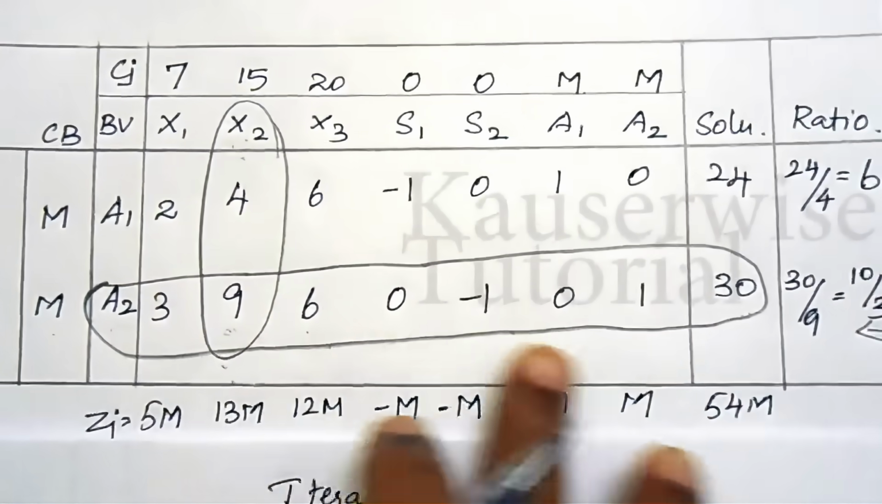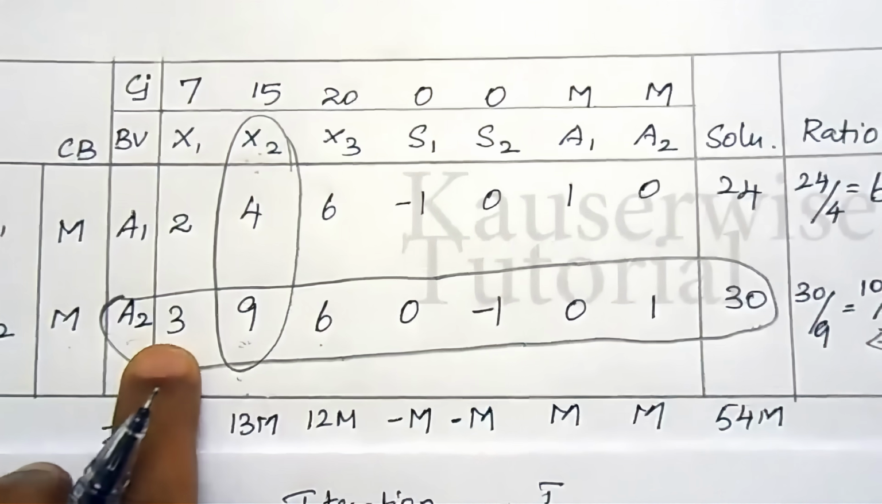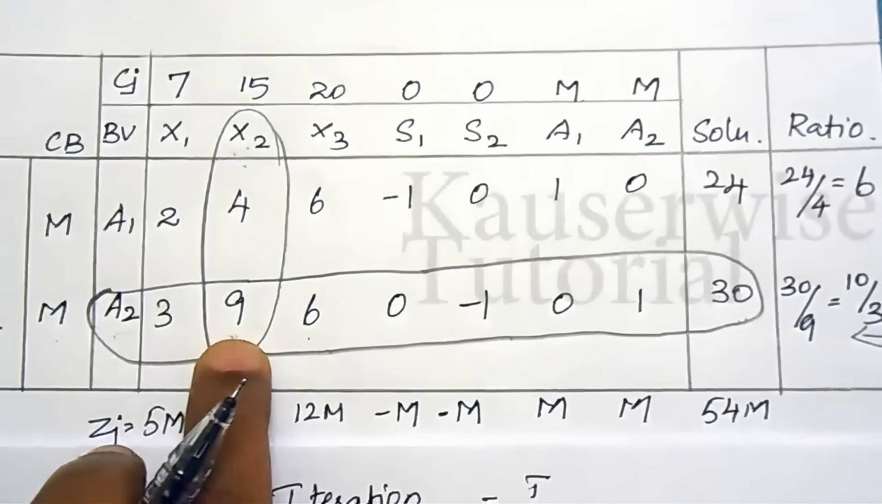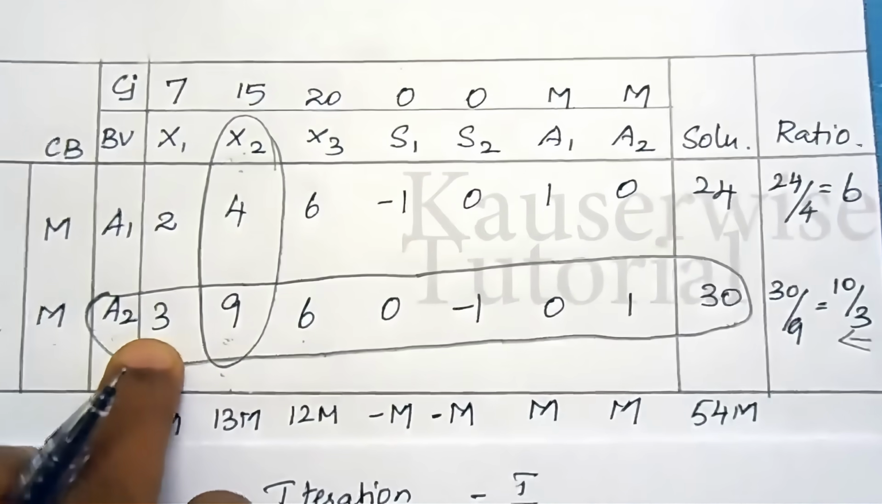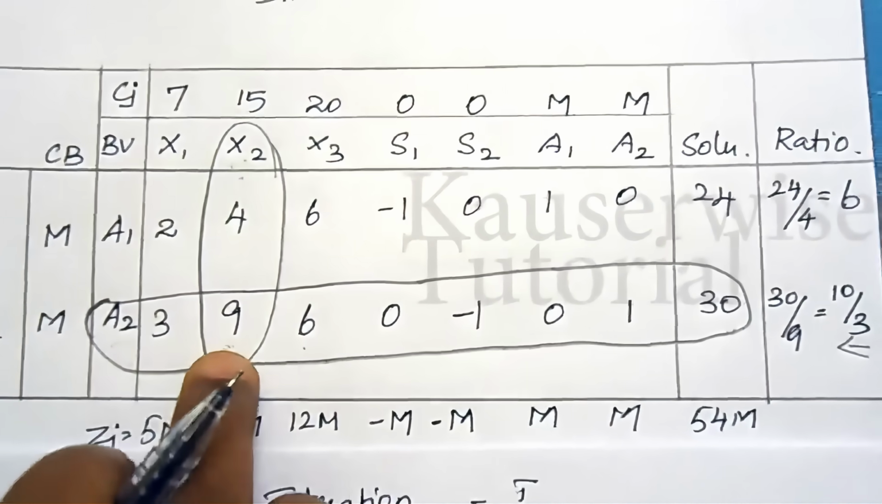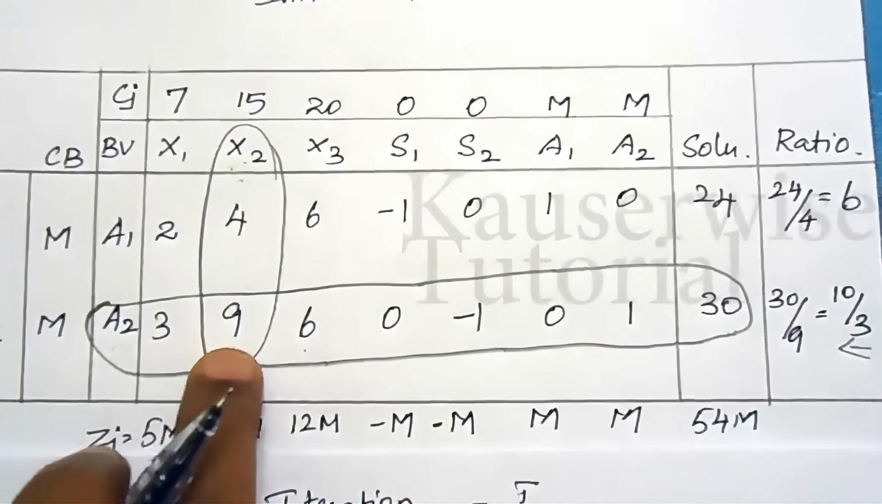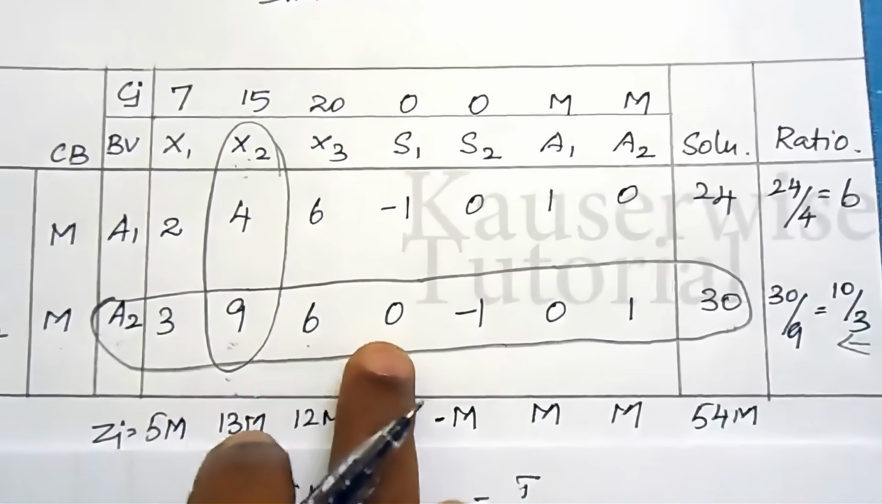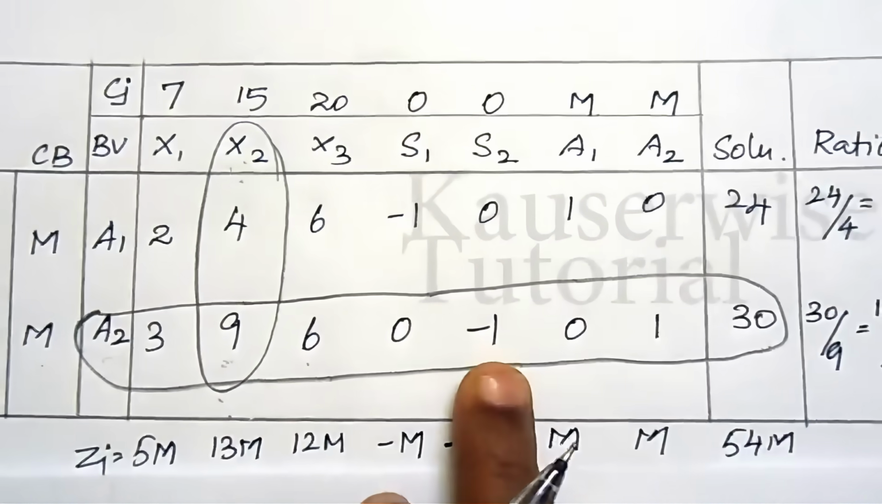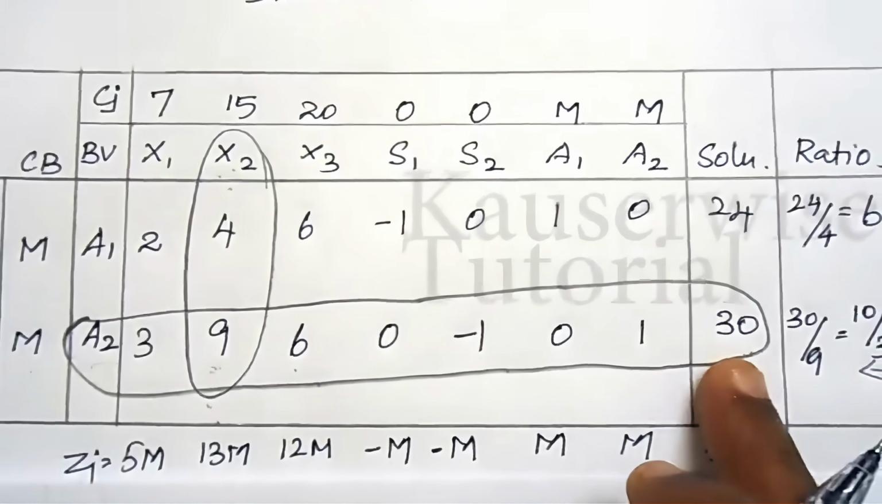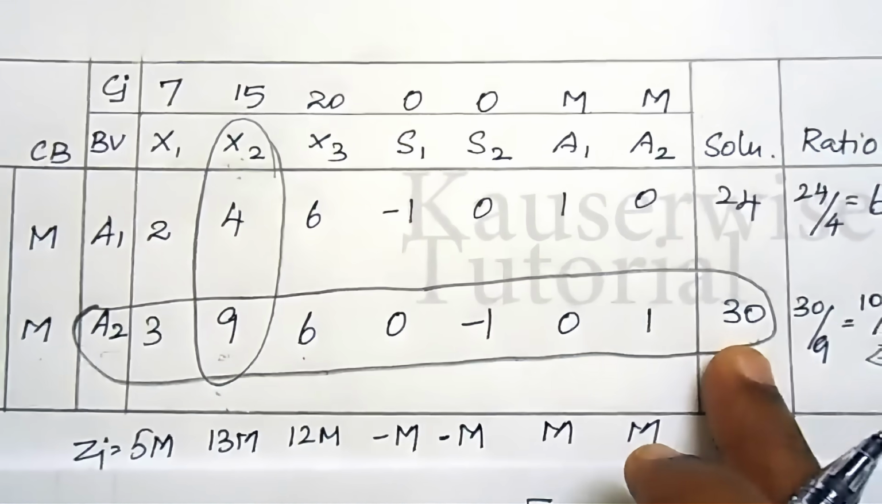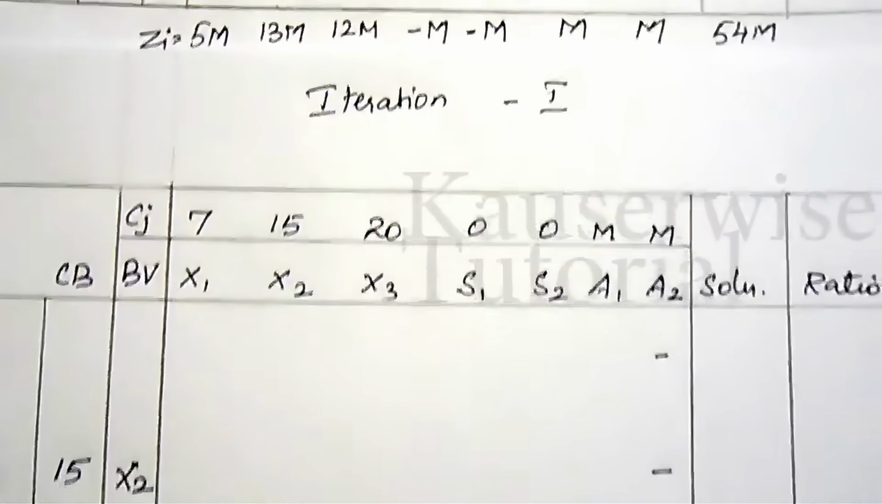Now we need to find the new values in the first iteration. In order to find the new value for the leaving variable row, take the old value divided by the key element. That is 3 by 9, 9 by 9, 6 by 9, 0 by 9, minus 1 by 9, 0 by 9, 1 by 9 and 30 by 9. In this way you can find the new values for row 4.